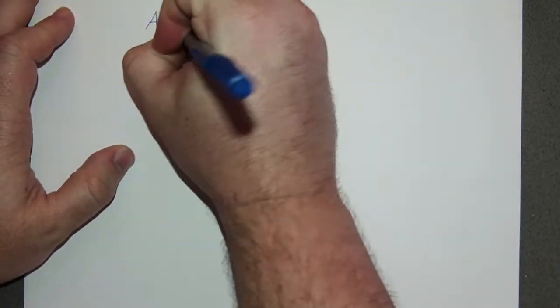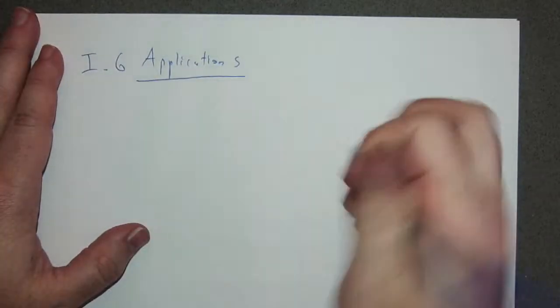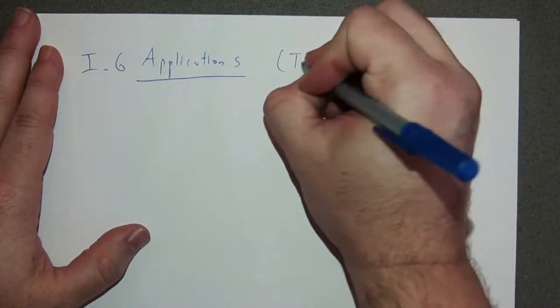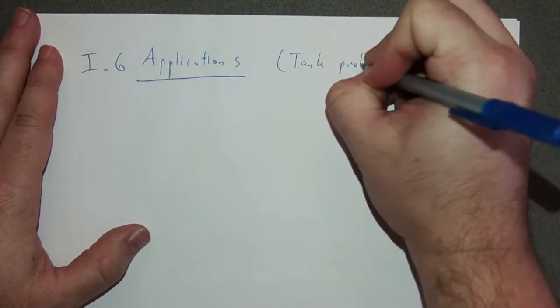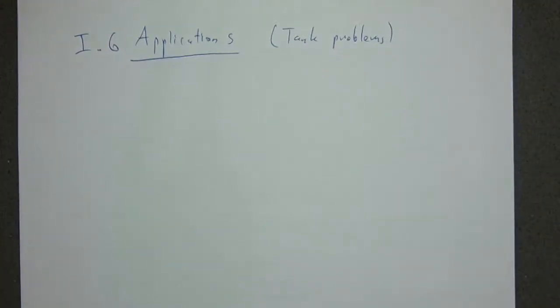So now what I want to focus on is what is called, in subsection 6 of chapter 1, applications. So this is 1.6. When the word applications is used in this context, really what it means is tank problems. Not tank as in the tank that shoots things. Tank as in water tank. So what is the setup? This is kind of the key thing.